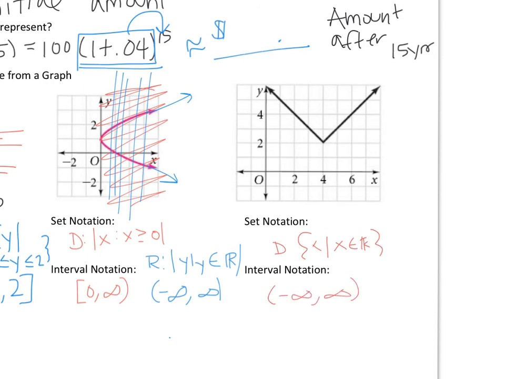And then the range, start at the bottom. Are there any y values down here? No. I'm going up, up, up, starts right here and goes up. So the range is going to be y such that y is greater than or equal to 2, because it's starting at 2. So it's going to start at 2 and go to infinity.